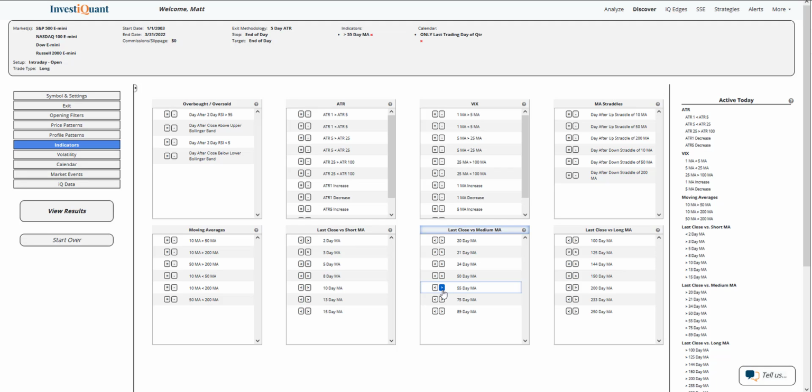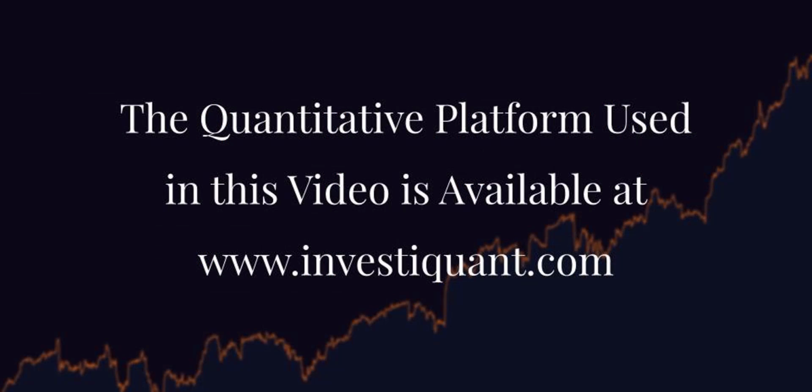I'm going to say we are above a 55-day simple moving average, which will kind of simulate where we're at relative to the average price of the trading quarter, which is what I'm trying to do there. So I've got that selected. Now I'm going to click View Results. All right, here we go.